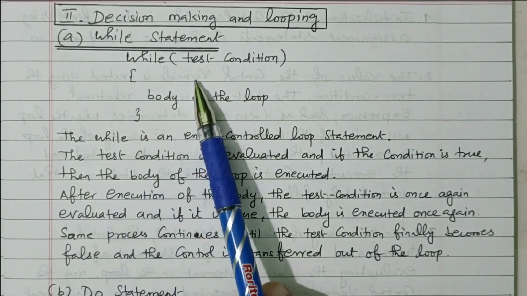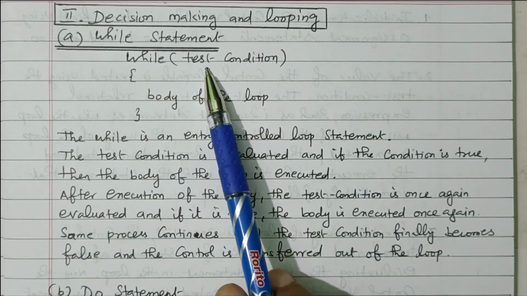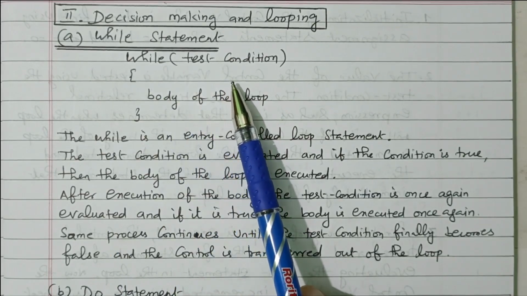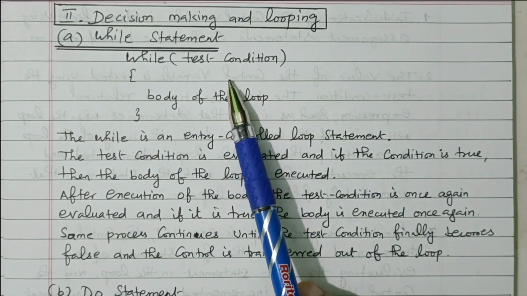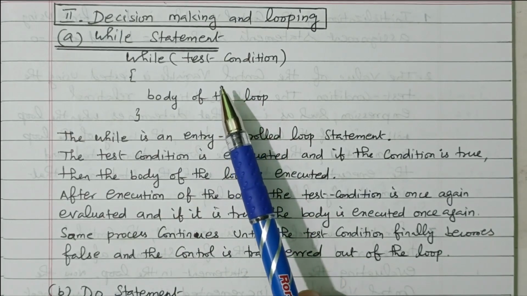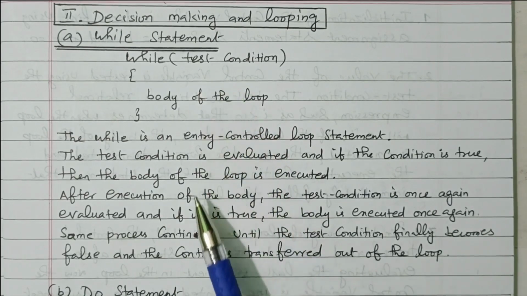Right? So it is an entry level loop. Entry level means in the entry itself we are checking the condition. Another statement is the do statement. We are asking to do. Do means it will execute the statement, and then only it will check the condition. That is called an exit level statement. This is the entry level statement.